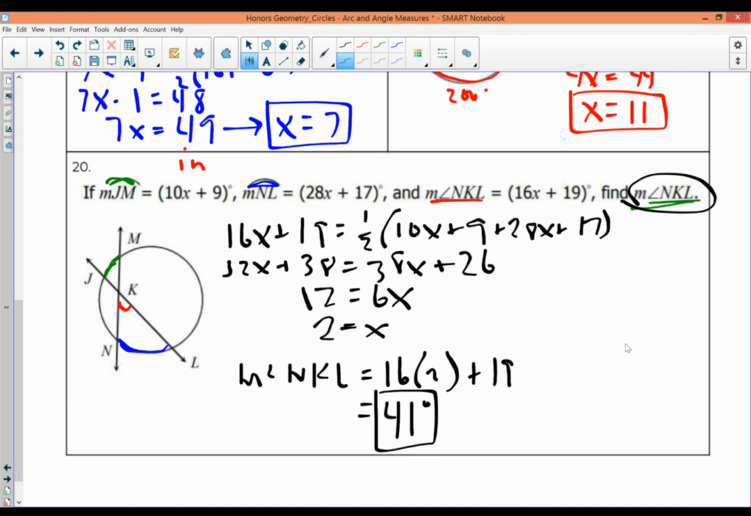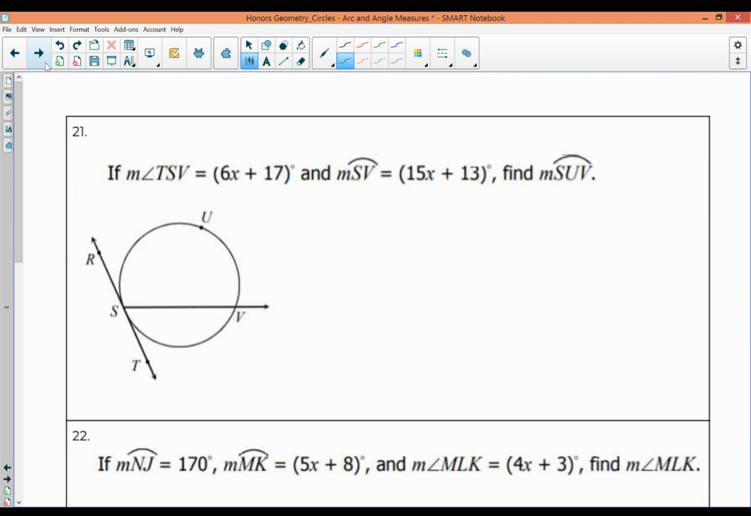The average temperature lately, am I right? Okay. All right, that was number 20. 3 more to go. 3 more to go. It's totally fine.